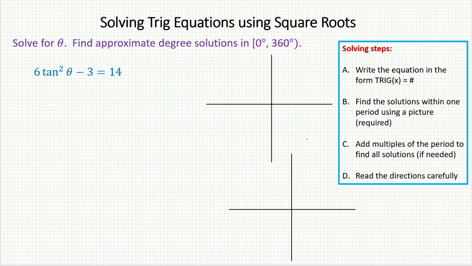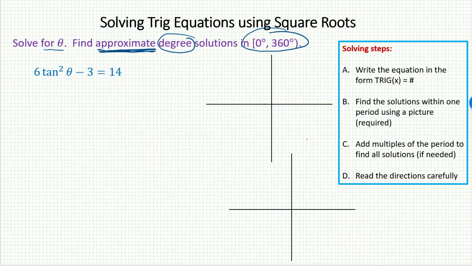Solving trig equations using square roots. So I've got this equation here I want to solve for theta. I will be using the calculator and getting decimal approximations. We're working in terms of degrees and we only want solutions between 0 and 360.